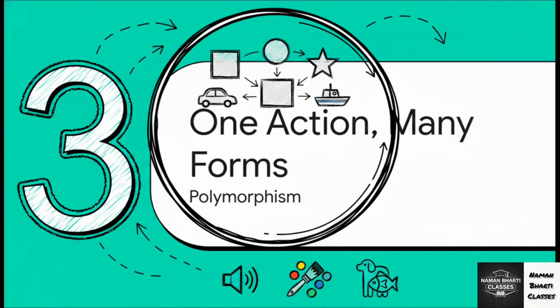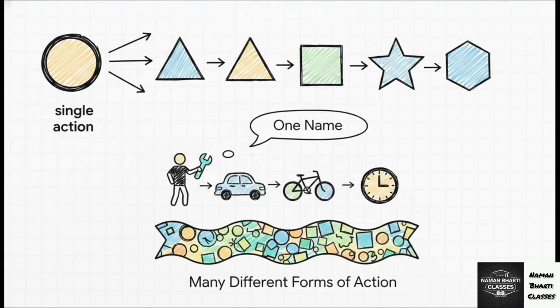All right. The next major pillar of our software blueprint is a concept that sounds pretty complicated, but I promise the idea behind it is super intuitive. It's called polymorphism. At its heart, it's simple. Polymorphism just means many forms. It's the idea that a single action can have a bunch of different outcomes, depending on the context.